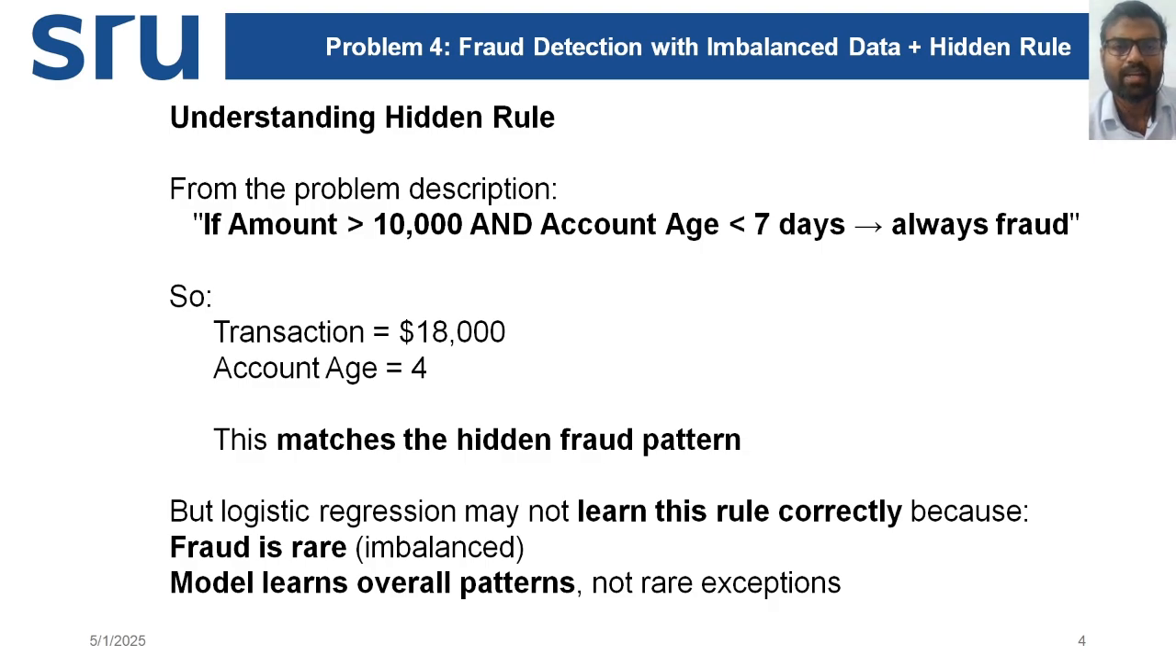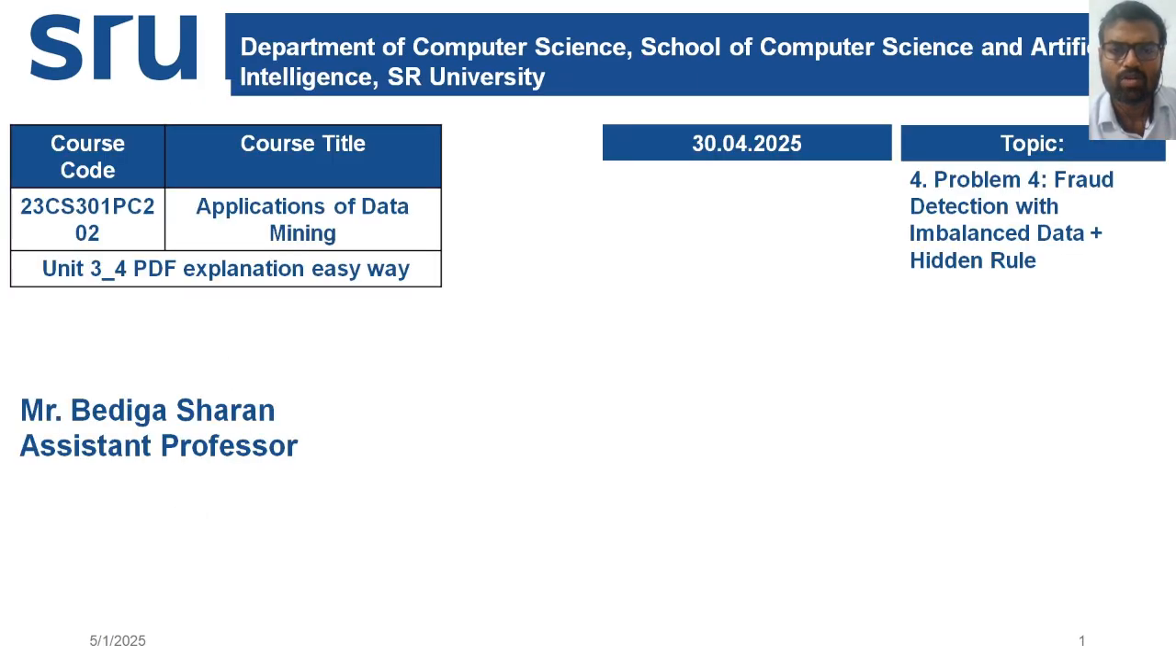So what is the hidden rule? It says the amount is greater than 10,000 and the account age is less than 7 days, then it is always fraud. Okay, that is the hidden rule. But whenever someone mentions these kinds of hidden rules, it is totally out of context. Our model is never going to learn these particular specific rules. You get my point, what I'm saying. So our data set is like this.